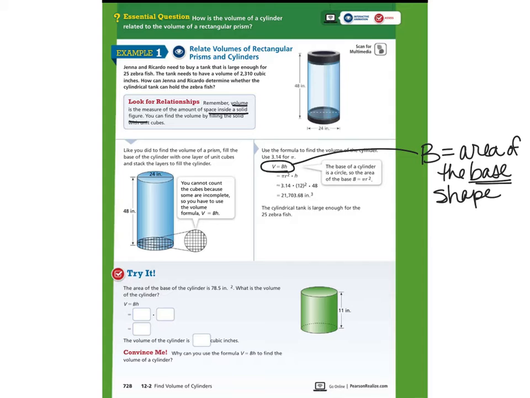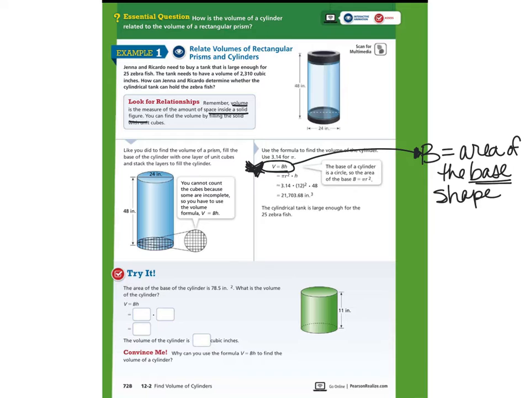So we instead use a generic formula to find the volume of any three-dimensional shape. And that formula says V equals capital B times H, where V stands for volume, and the capital B stands for the area of the base of that three-dimensional figure. H is, of course, the height.